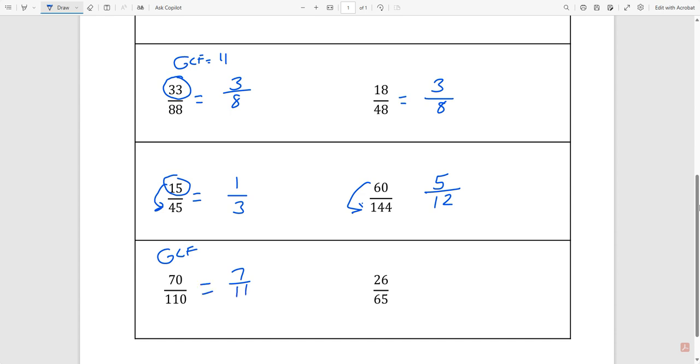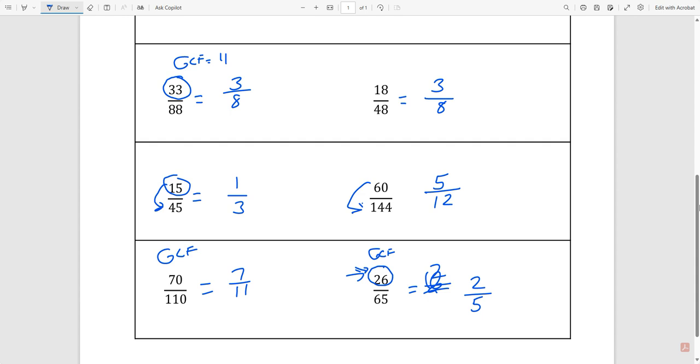And then finally, we have 26 over 65. Sometimes they may seem odd, but again, just work the factors of the numerator, and that only has a couple of factors, 13 and 2. And 13 is a factor. 13 does divide into 65 five times. So the GCF here would be 13. So 13 divides into 26 two times, and 13 divides into 65 five times. So we have 2/5 for a fraction in its lowest terms here.